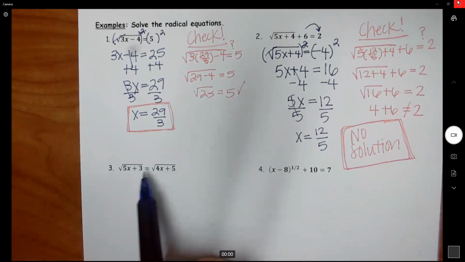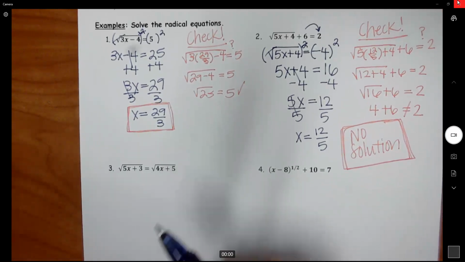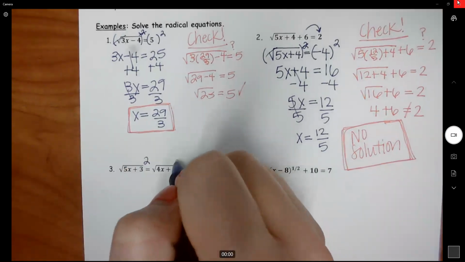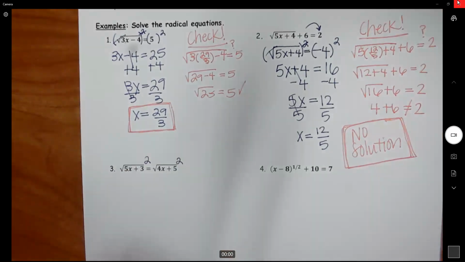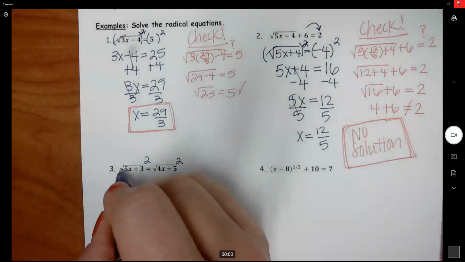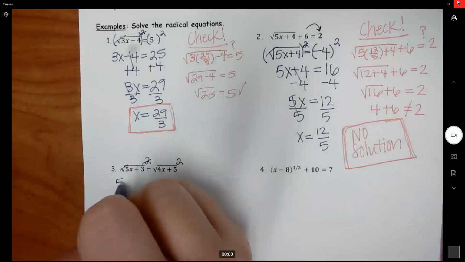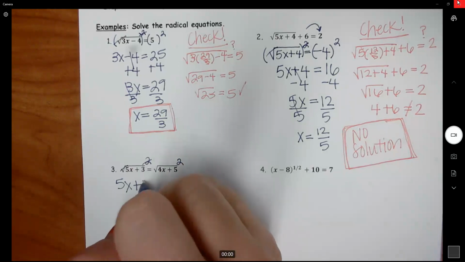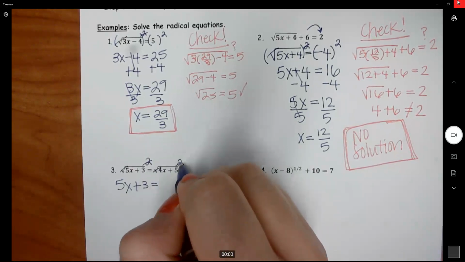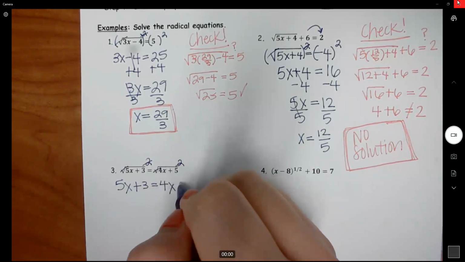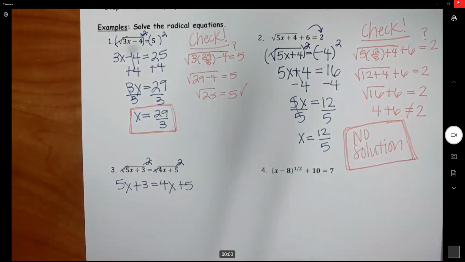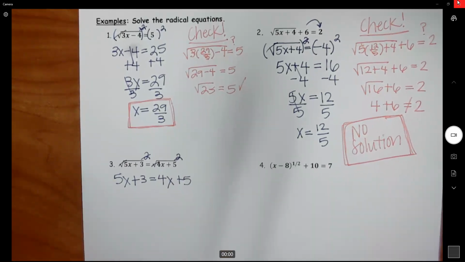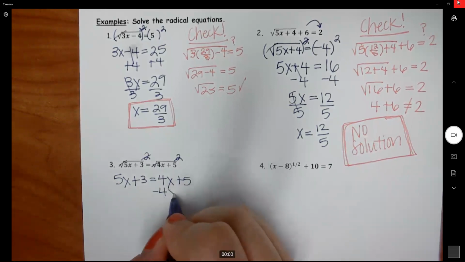Okay, I've at least isolated one radical, and in this case, I've isolated them both. So now the opposite of square root is to square. So I'm going to square both sides. So square root and square cancel. We have 5x plus 3. And square root and square cancel, and I'm left with 4x plus 5. So this one turns out really easy. We're going to subtract our 4x over.